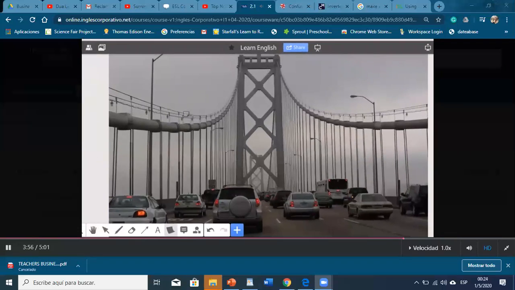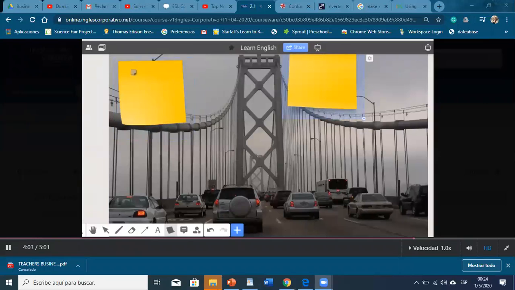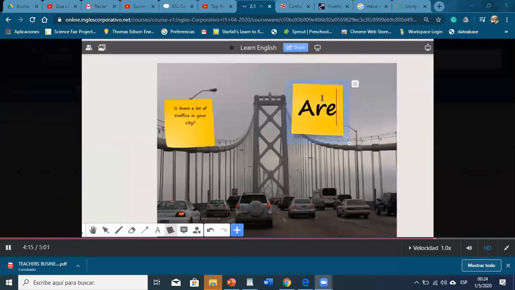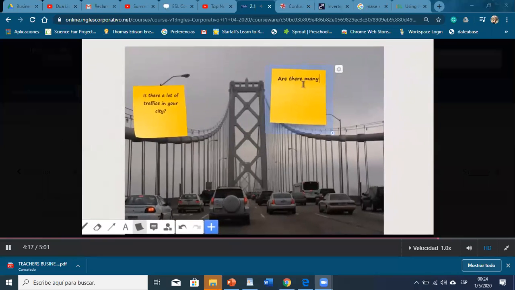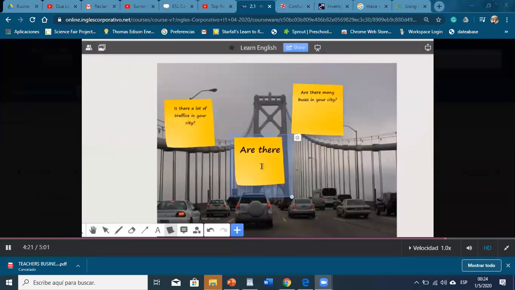The last thing that I would like for you to do now is to answer some questions about your city. And what I would like for you to do is to tell me whether there is a lot of traffic in your city. So I'm going to ask the question, is there a lot of traffic in your city? Are there many buses in your city? Are there enough police officers in your city?